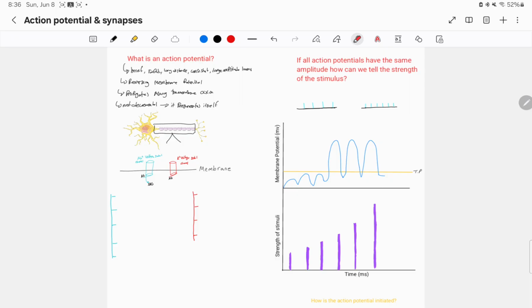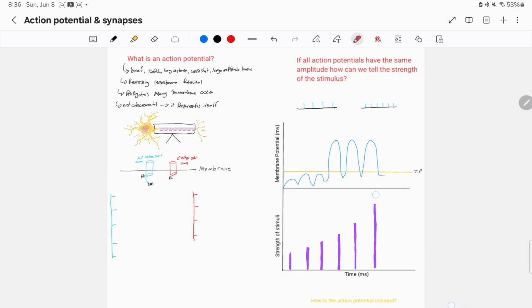But first things first. Remember how we said that all action potentials are very consistent in their magnitude, as in they don't vary, right? Each time they reach a certain amount, and then that's it. Well, if all action potentials have the same kind of amplitude, how can we tell the strength of the stimulus?